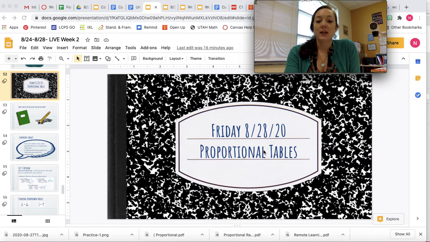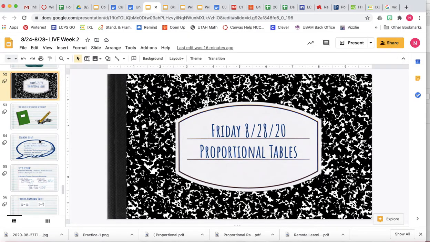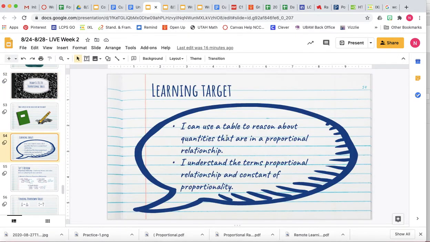What we're going to do today is talk about proportional tables. But before we do that, let's talk about what we're planning to do today. So, our learning target is to use a table to reason about quantities that are in a proportional relationship and understand the terms of proportional relationships and constant of proportionality. Okay, so those are vocabulary that we're going to talk about.